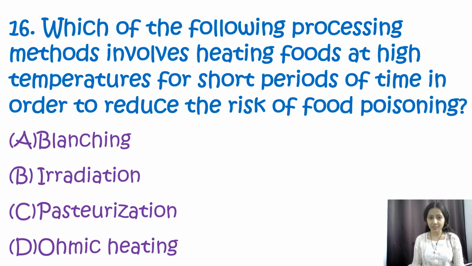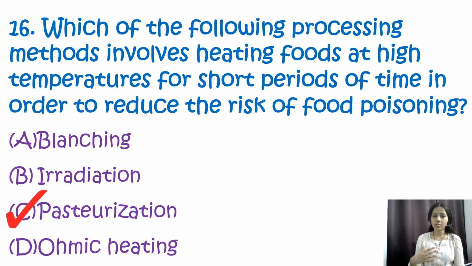Next, question number 16. Which of the following processing method involves the heating of food at a high temperature for a short period of time in order to reduce the risk of food poisoning? So options are blanching, irradiation, pasteurization, or home heating. So over here correct option is C, that is pasteurization.